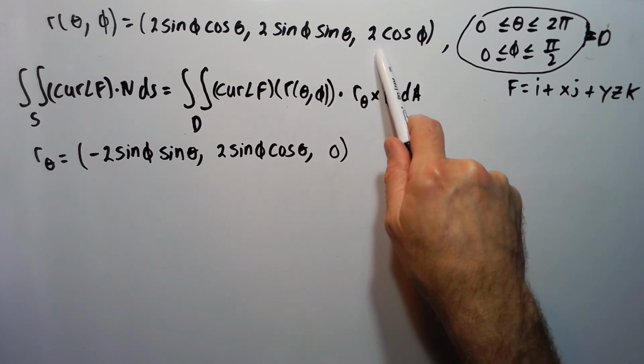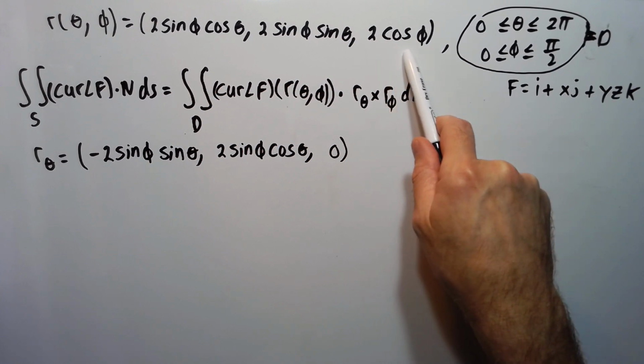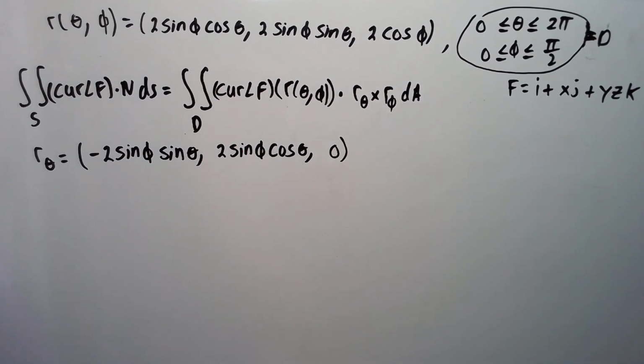And this one doesn't have any theta in it. We're treating phi as a constant, so therefore it just gets 0 in this component. Let's do r with respect to phi next.